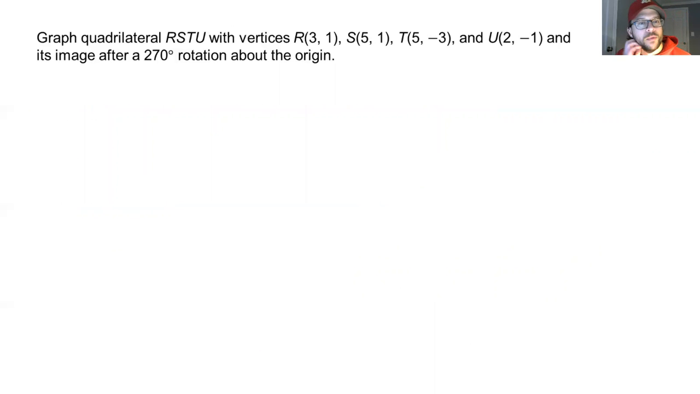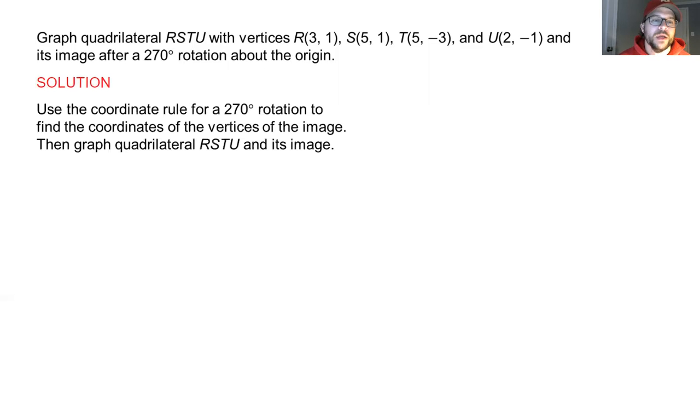So let's take a look at an example with a quadrilateral RSTU with the given vertices (3, 1), (5, 1), (5, -3), (2, -1), and it is being rotated 270 degrees around the origin. We're actually able to figure out our new coordinates without ever having to graph them first. We can just find the new coordinates, graph the first one, and then graph the second one to check. Since it's 270, we're going to follow the rule of switching the order of the numbers and changing the sign of our new y-coordinate.